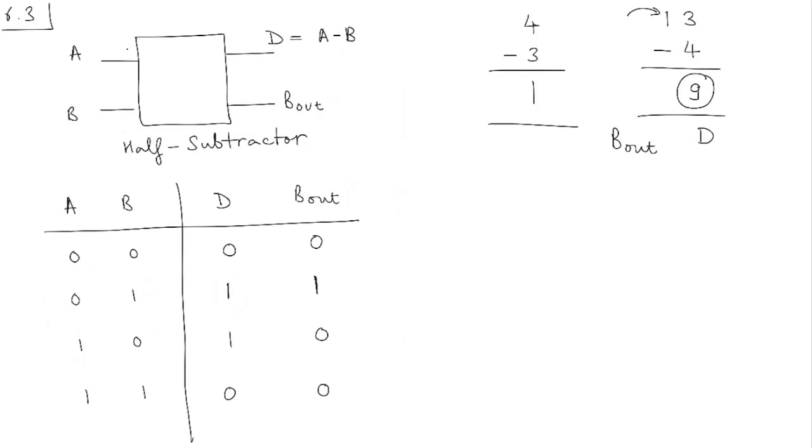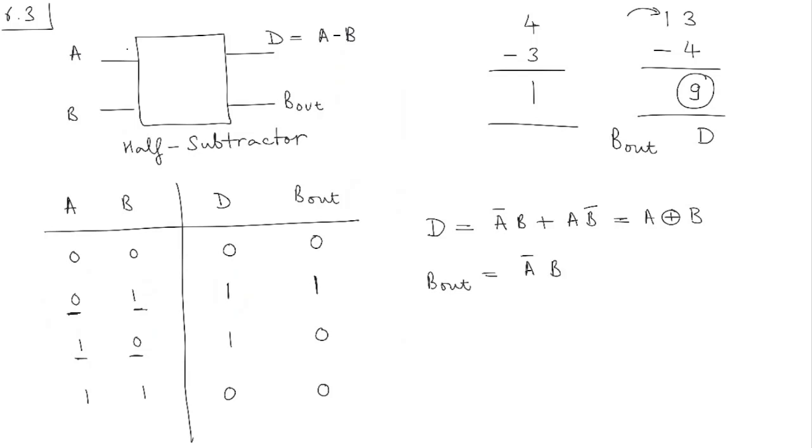And if this is our truth table, we can write the Boolean expression for D. So what is our D going to be? D is going to be A bar B plus A B bar. Of course, I'm sure you recognize that this is an XOR gate. And then you have B out. And what is B out going to be equal to? B out is simply this term, isn't it? A bar B.